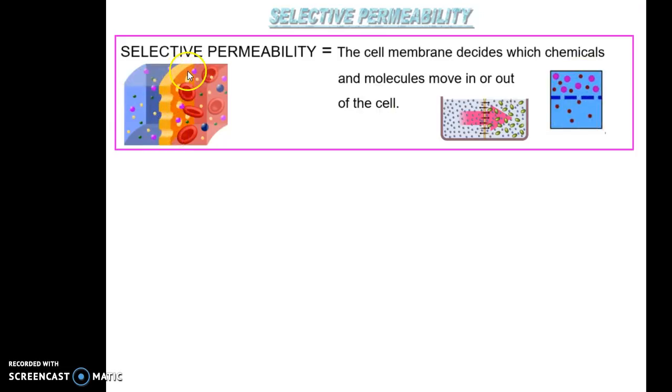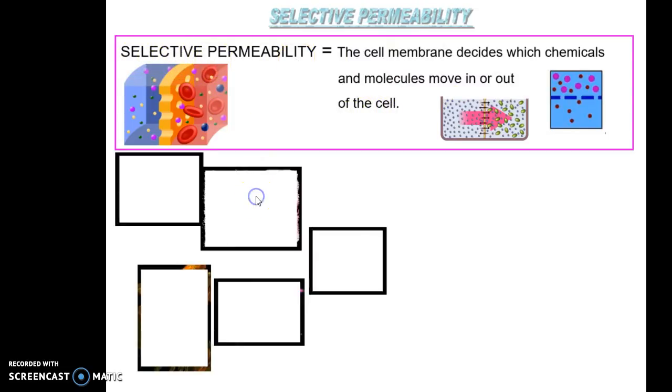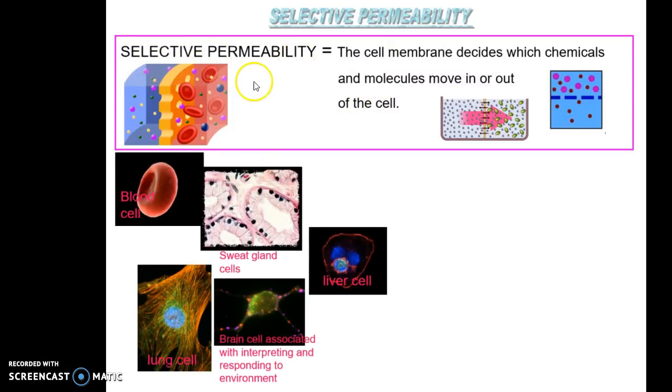Same thing with this membrane. This gold membrane here selects what goes through. The pink particles can go through. The green particles can go through. The gold particles can go through. But these red blood cells cannot go through the membrane. So the cells can decide what goes in and out of them. That's called selective permeability. All right, selective permeability is important, and we're going to talk about how your blood cells, your lung cells, your sweat gland cells, your liver cell, and your brain cell use selective permeability to keep us healthy.